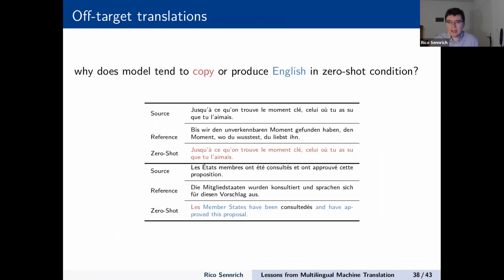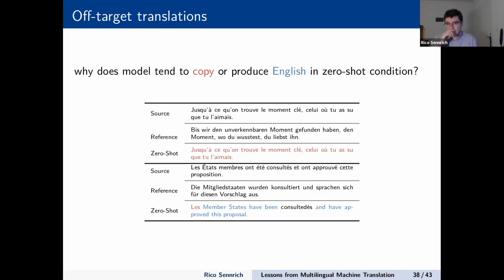And this copying can actually get really, really bad. It can actually happen that if you want to go from French to German with this model in the zero-shot condition, it just produces French again. It just copies the source sentence. Or what can also happen is that it just gets the language wrong. So you want to go from French to German, but what it actually produces is English.